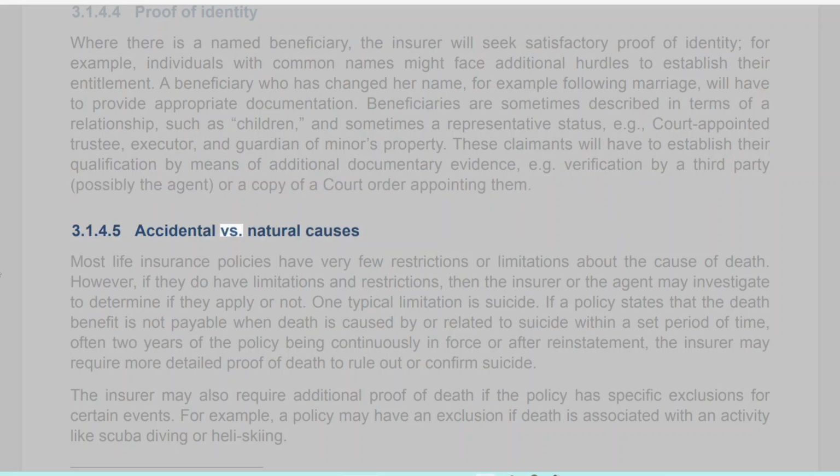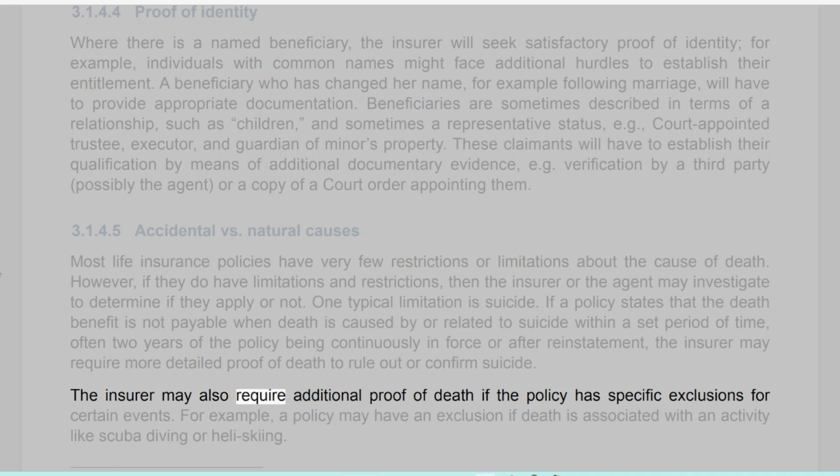3.1.4.5 Accidental versus natural causes. Most life insurance policies have very few restrictions or limitations about the cause of death. However, if they do have limitations and restrictions, then the insurer or the agent may investigate to determine if they apply or not. One typical limitation is suicide. If a policy states that the death benefit is not payable when death is caused by or related to suicide within a set period of time, often 2 years of the policy being continuously in force or after reinstatement, the insurer may require more detailed proof of death to rule out or confirm suicide.